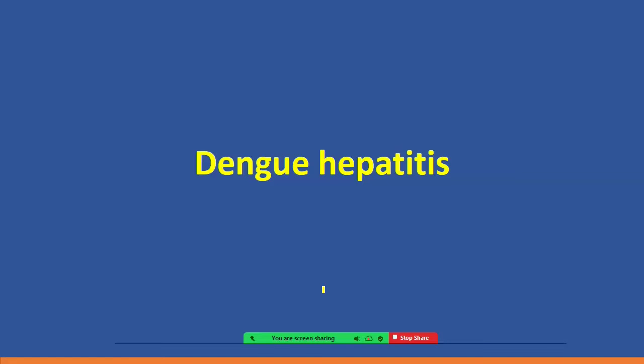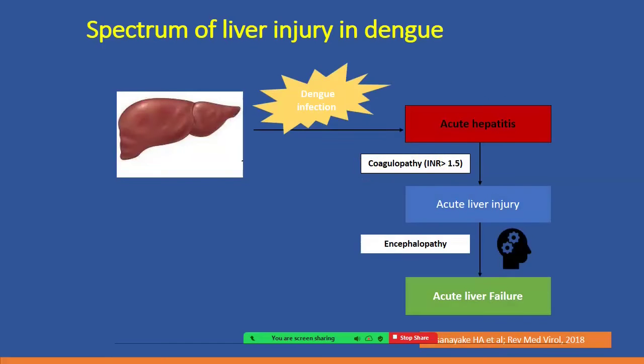So coming to dengue hepatitis. Before I go into the definitions and other clinical spectrum, let us understand how a patient with dengue infection can manifest with liver disease. In a patient with a native liver that is normal, if he or she develops dengue infection, then they can develop acute hepatitis, about which I will be talking in detail in subsequent slides.